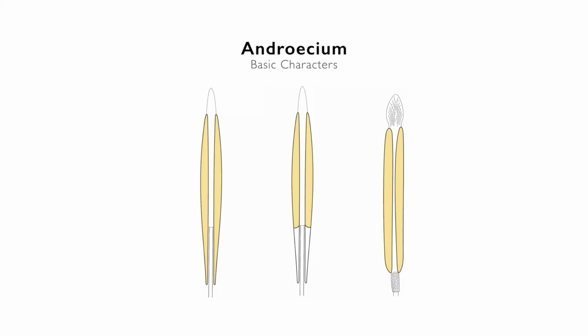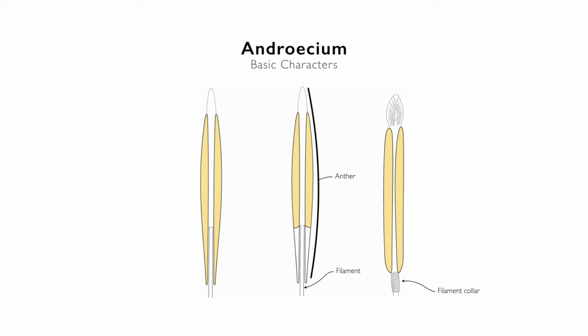If we pass now to the Androecium, the Androecium has a lot of characters, and some of those were used by Cassini himself when defining the tribe. So let's see what are the main things that we need to look at in the Androecium. So we have the filament, and we have the anther, that are the two basic parts of a stamen, right?